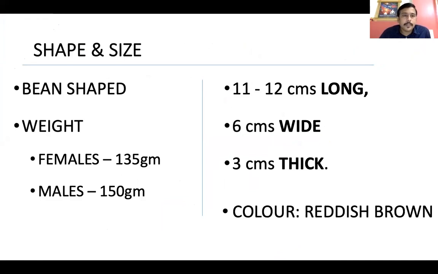Coming to the shape and size, as I mentioned earlier, the kidneys are either bean shaped or reniform shaped. Reniform is once again the bean shape itself. The weight of the kidney is approximately 135 grams in females and around 150 grams in males. The length is around 11 to 12 centimeters, the width is around 6 centimeters, and the thickness is 3 centimeters. The color of the normal kidney is reddish brown.